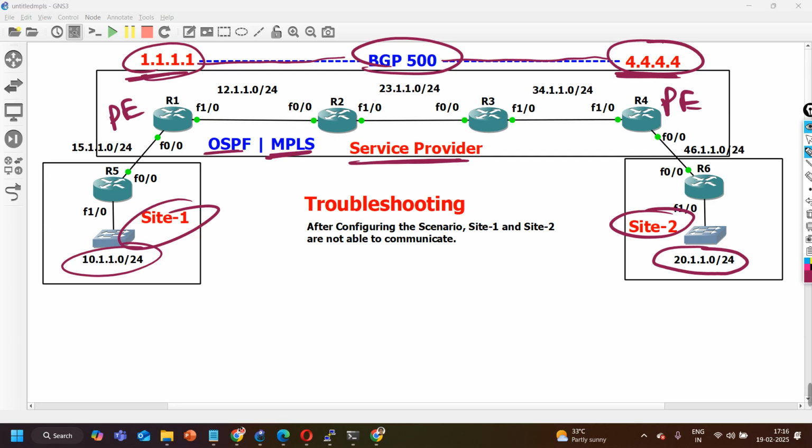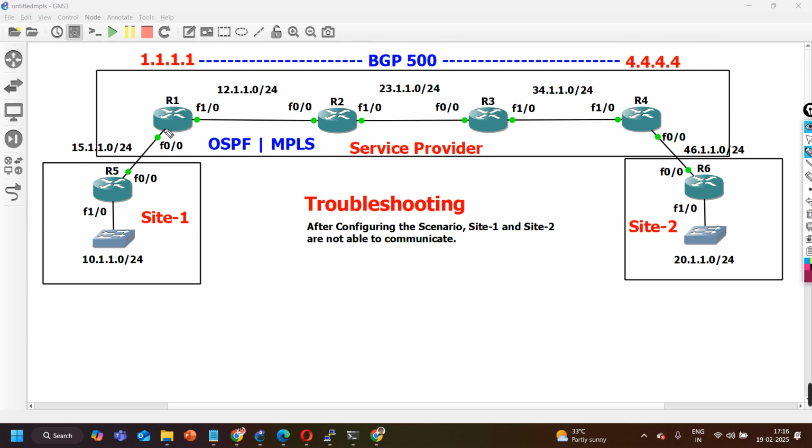After configuring everything, after enabling MPLS in this scenario, after enabling OSPF on all R1 to R4 routers and enabling BGP between PE to PE as well as between PE to CE, here also we are running BGP. Here the BGP AS number is 100, here the BGP AS number is 100, right?